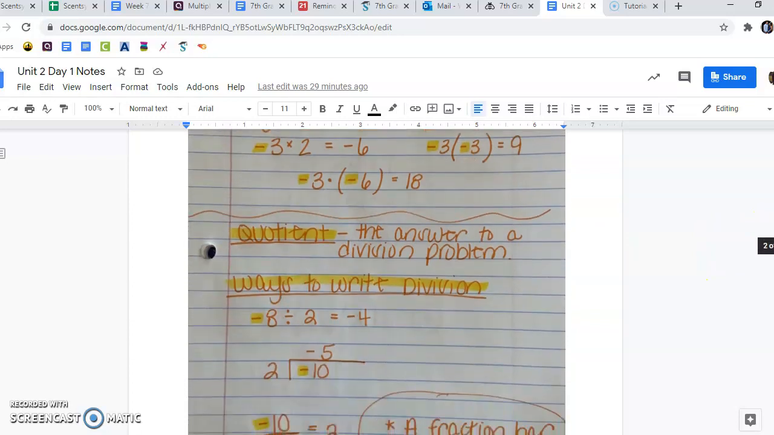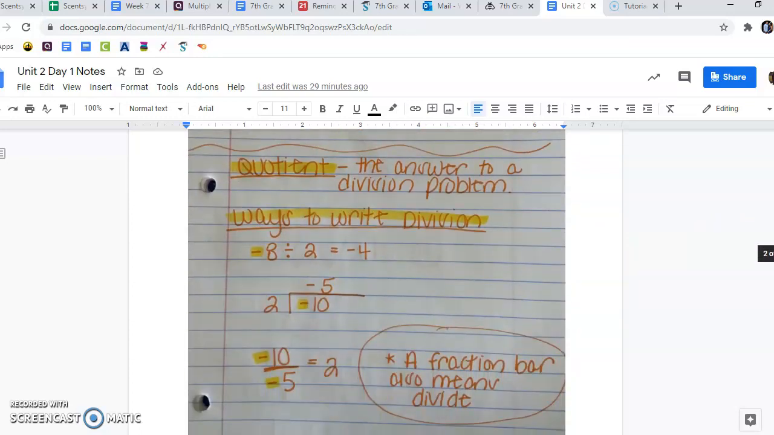Now, quotient is the answer to a division problem. Now, ways to write division is with this division symbol right here, the long division bar, or what we call the house. Remember, top dog always goes in the house. And then also this fraction bar means to divide.